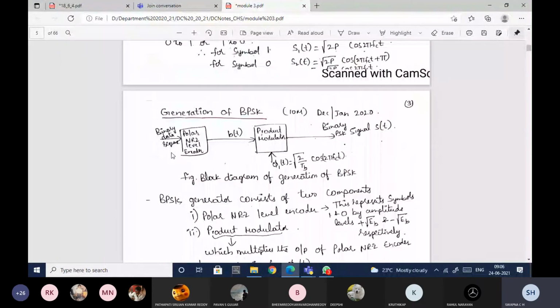BPSK generation. So see here, generation of BPSK. Okay, so normal generation will remain the same. What we are doing is the binary data sequence is given to the polar NRZ level encoder. In the sense, if I have a 0, it will encode with no amplitude, and if it is 1, it will encode with root Eb. So this is nothing but converting the binary data to the pulse signal.